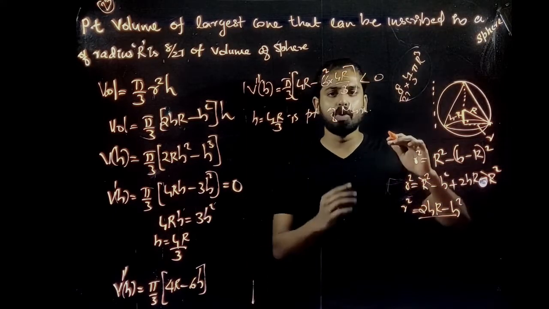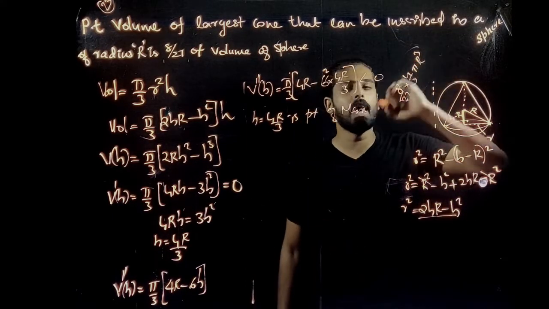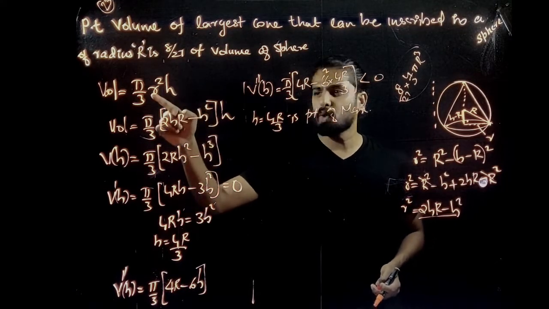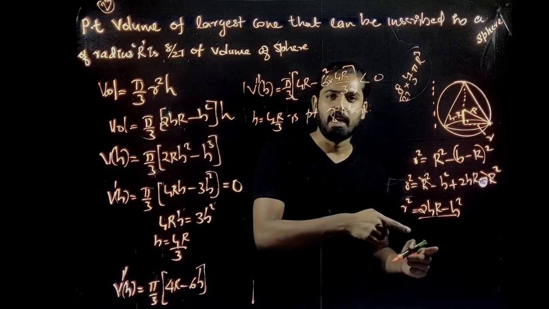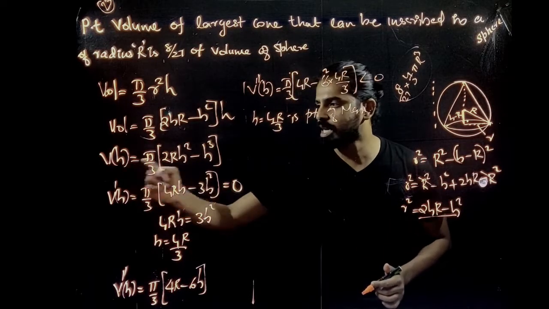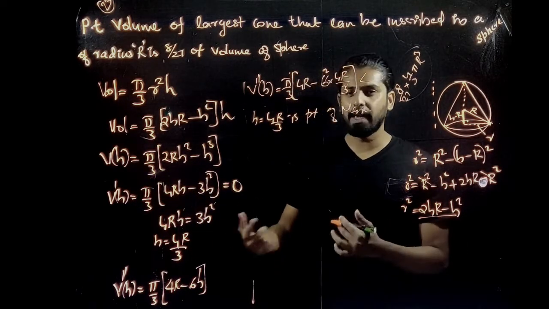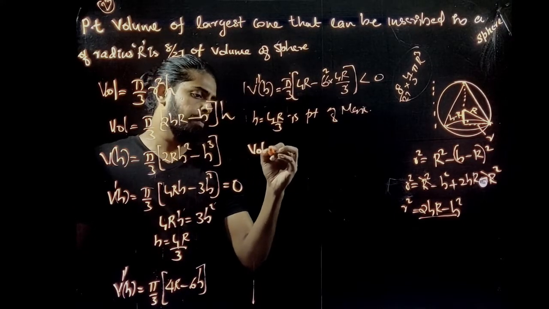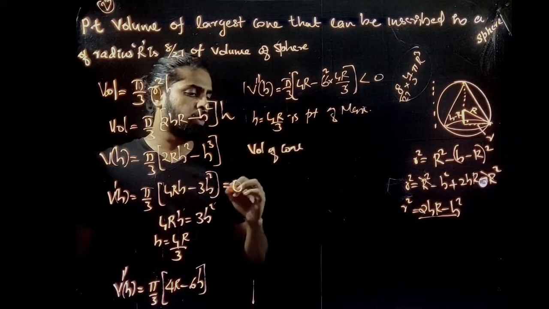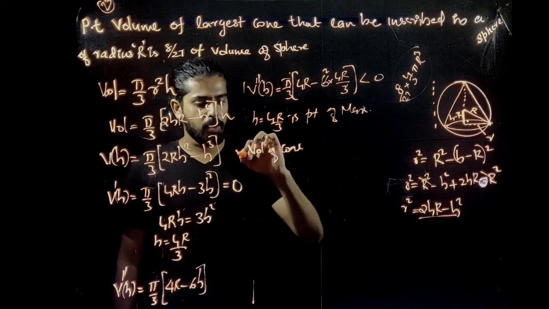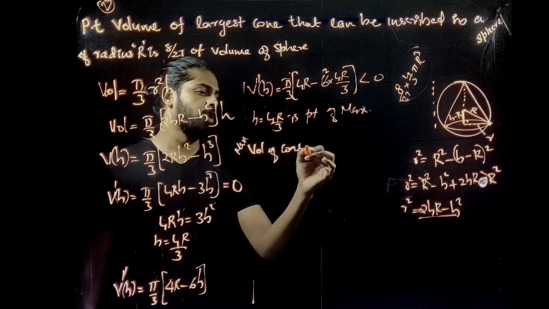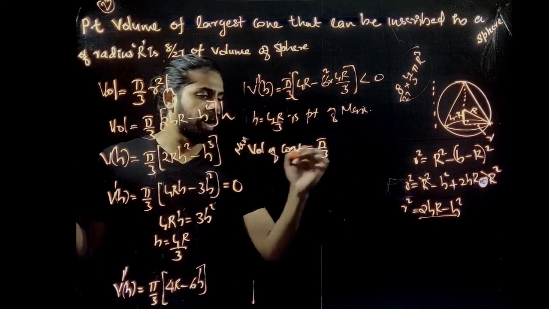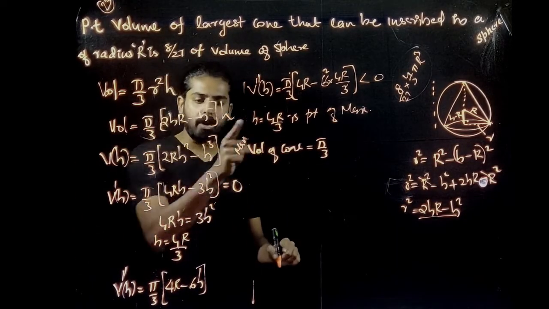So in the relation which we have to prove, there should be only capital R. So for h we can substitute 4r by 3, and for r square we would have to go to the other relation, but instead we can use this relation of the volume of the cone. That will be easy. So the maximum volume of the cone is equal to pi by 3. Why maximum volume? Because we are substituting the point of maxima here.